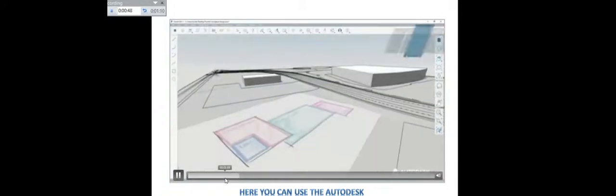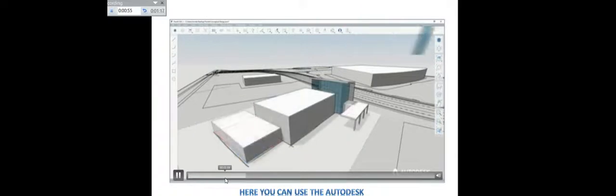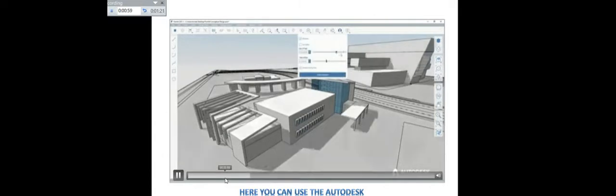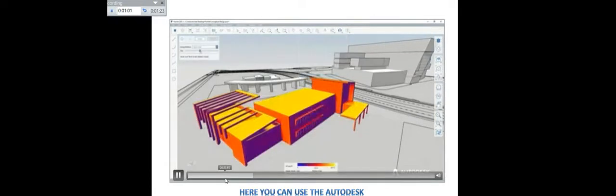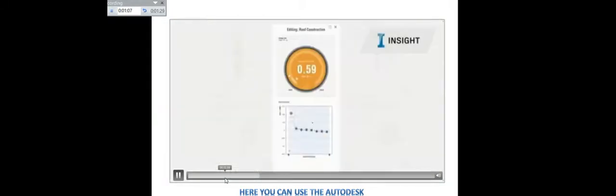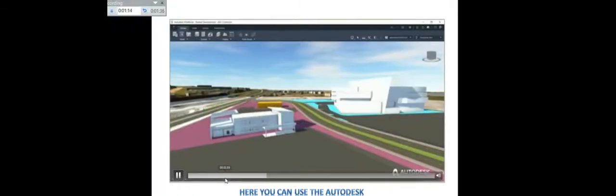Switching to building design, a concept is sketched for a health clinic in the site context using FormIt Pro. The massing is refined, details and materials are added. The impact of sun and shadows is studied, and solar analysis is performed. Insight is used to conduct whole building energy analysis and optimization. Back in InfraWorks, the conceptual models are evaluated within the site context.